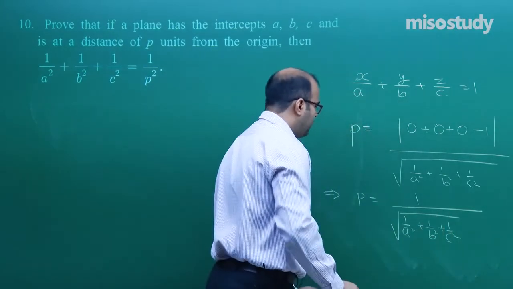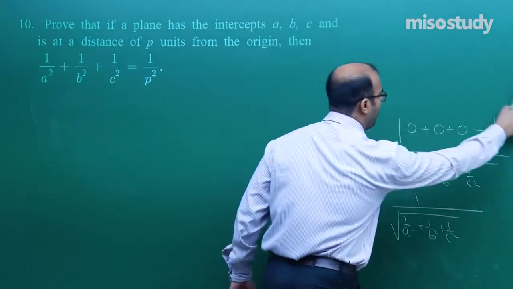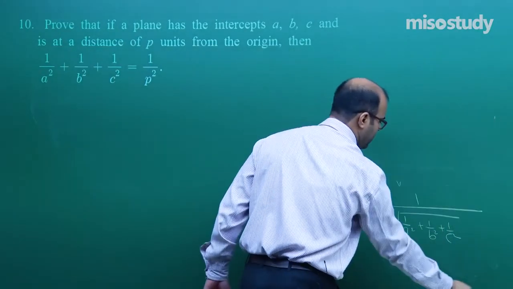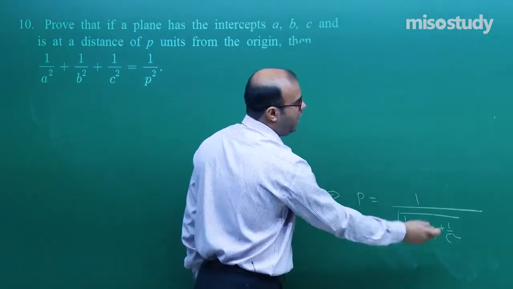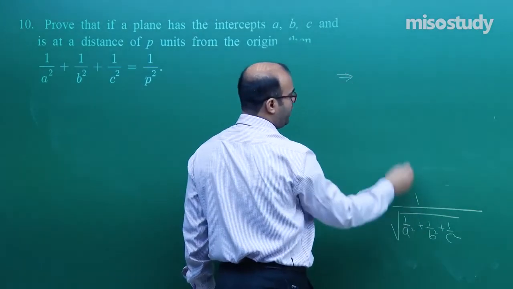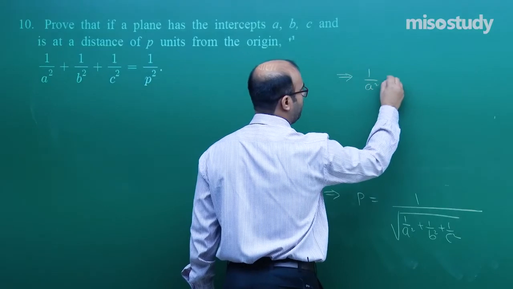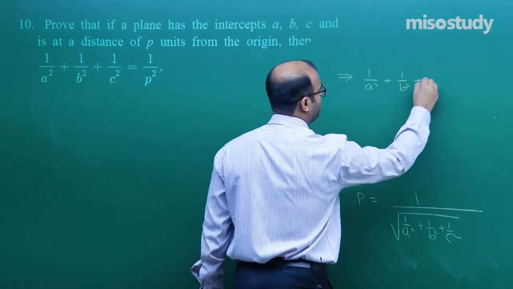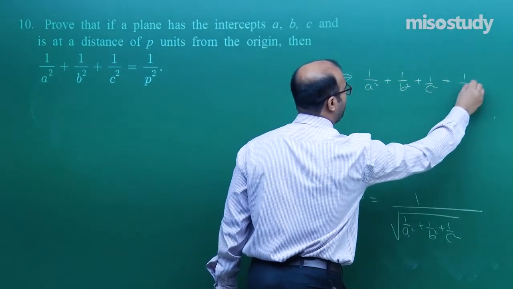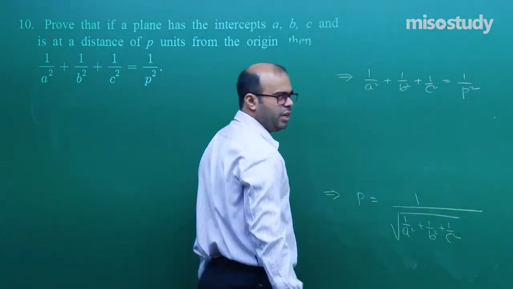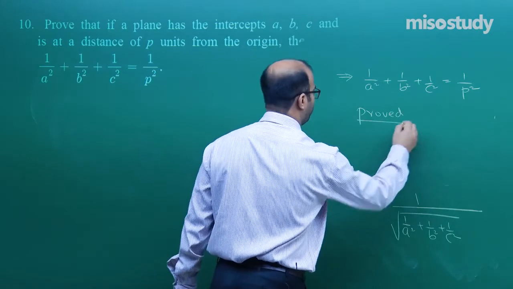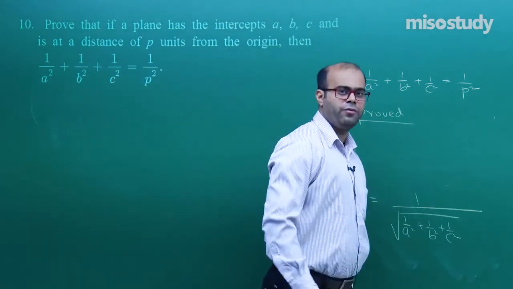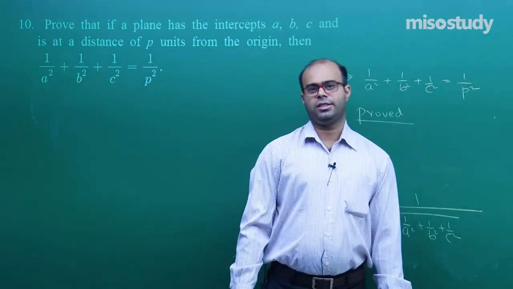So we can say that the relation between p and A, B, C is, after we multiply and divide here and square both the sides, we will get 1 by a square plus 1 by b square plus 1 by c square is equal to 1 by p square. So this is the relation which we had to prove, and we have proved it. We need to know two concepts. One is the distance of a plane from a point, another is the intercept form of a plane.